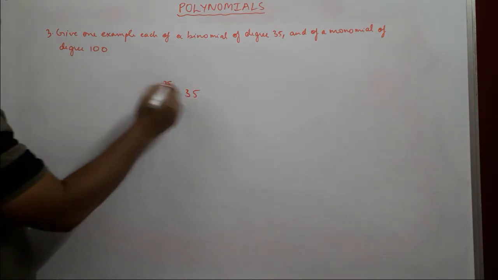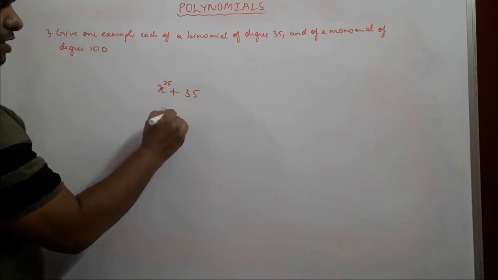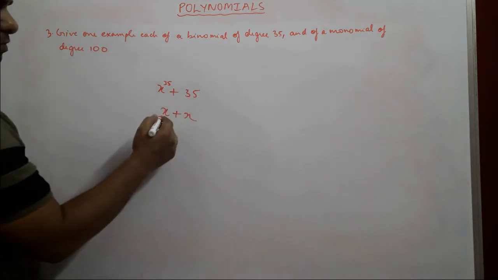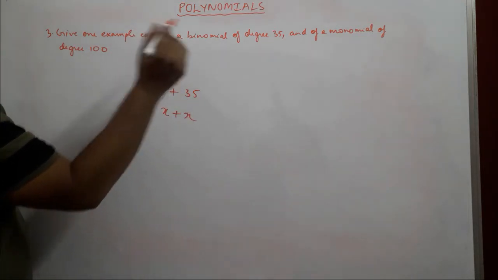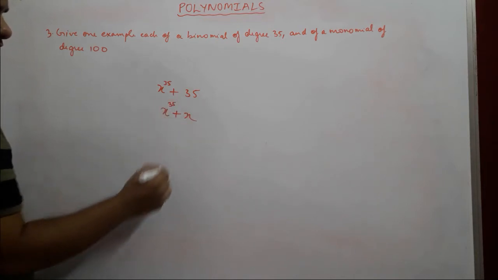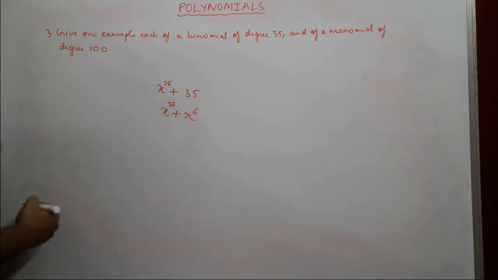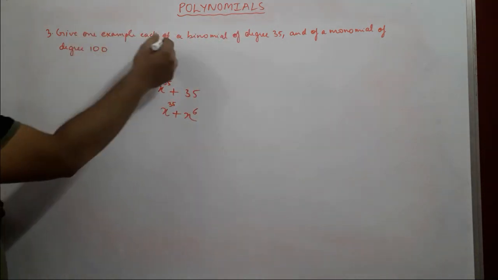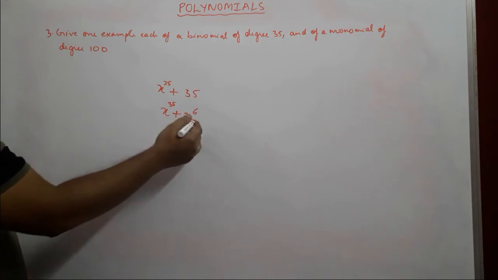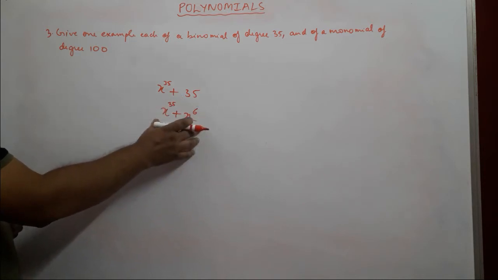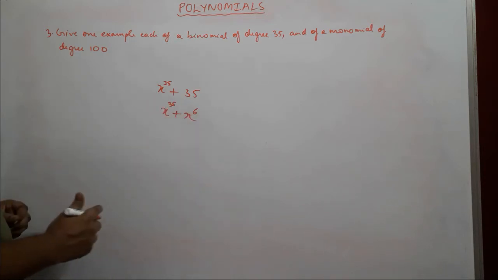We can give another example over here, x, and let's say we don't take a constant, but we take two variables, but we need a binomial of degree 35. So we will have to put one of them as 35, the other can be like 6. So even this satisfies the requirement of an example of a binomial of degree 35. It only means that the highest degree of that particular polynomial, or this binomial in this case, should be 35.